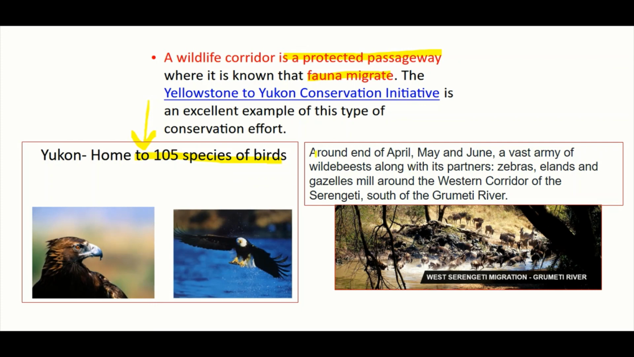that area. In Kenya, we also have this in the East African region, where around April, May, and June, a vast army of wildebeest, along with other partners like zebras, elands, and gazelles, migrate around the western corridor of the Serengeti, south of Grumeti River. Of course, they migrate due to rainfall changes as they now move into the area where there is rainfall. And of course, that means assured vegetation for food.